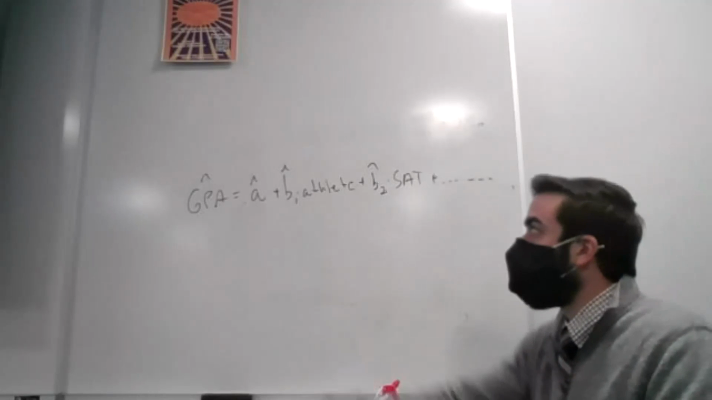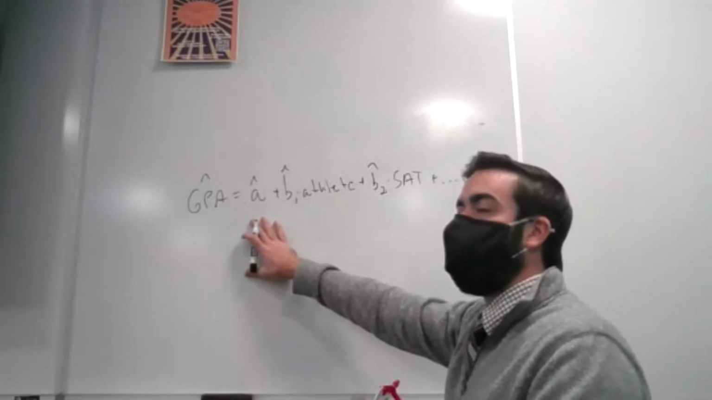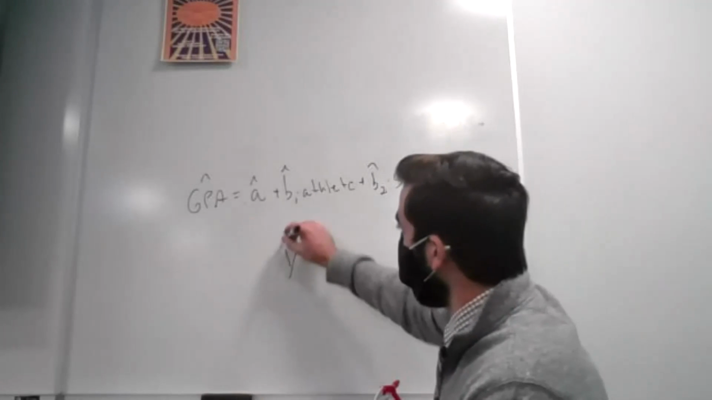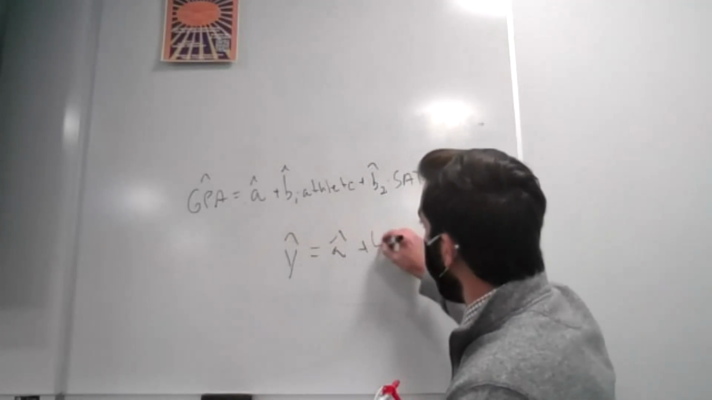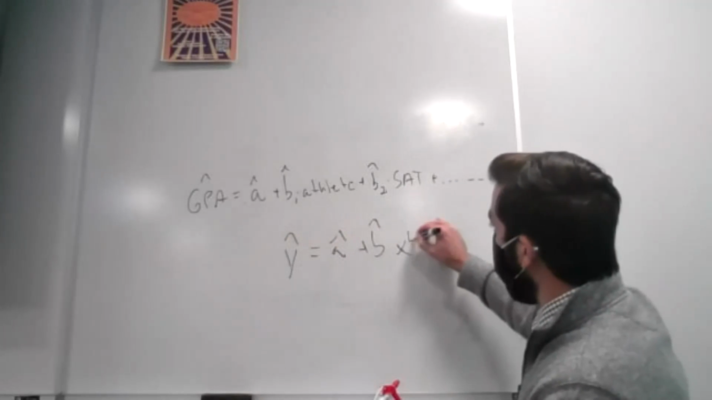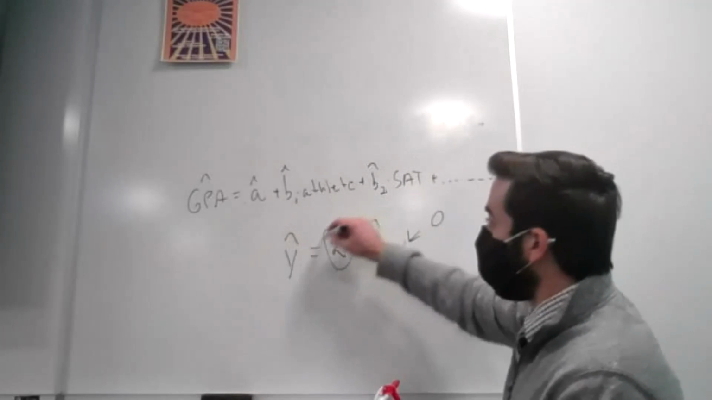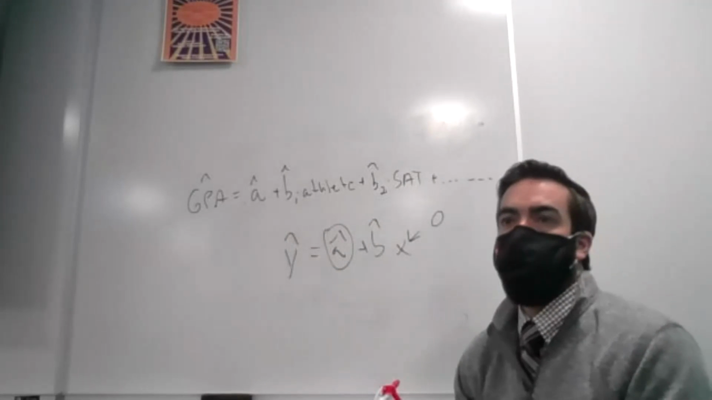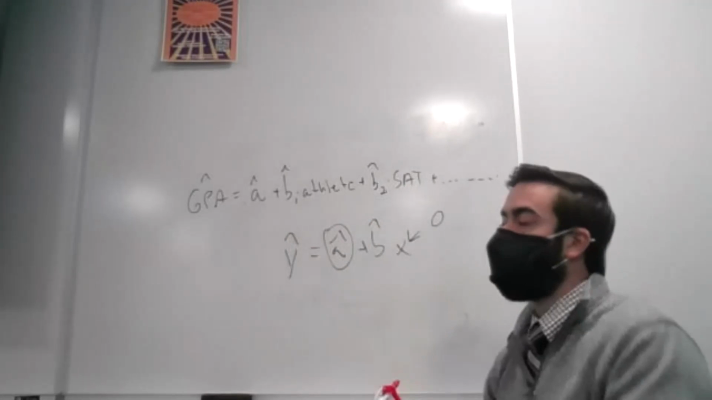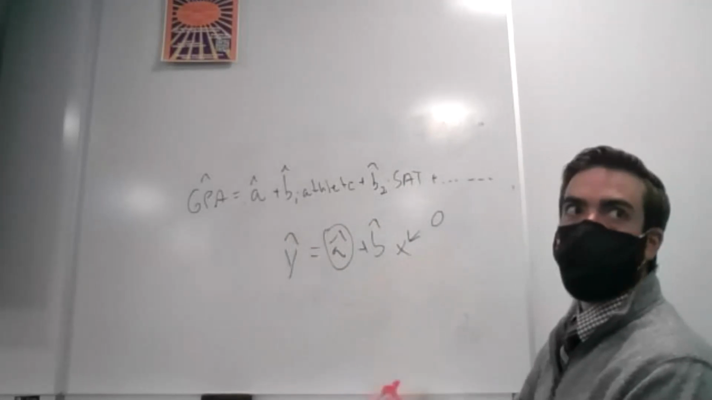Okay? The interpretation of our intercept, remember when we just had one variable, the interpretation of the intercept was, if x is equal to 0, the intercept or the constant is just what the predicted y value would be. That's where it starts out when x is equal to 0.